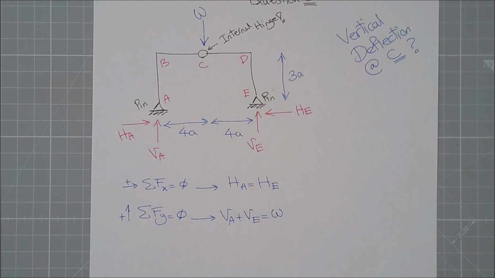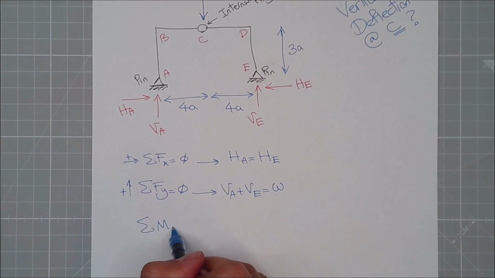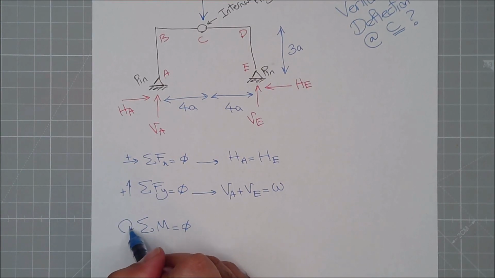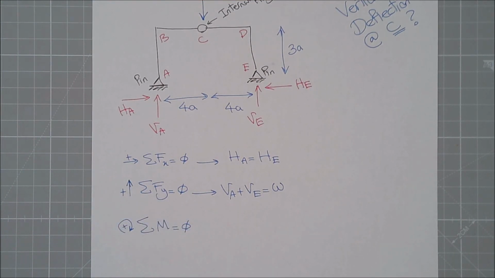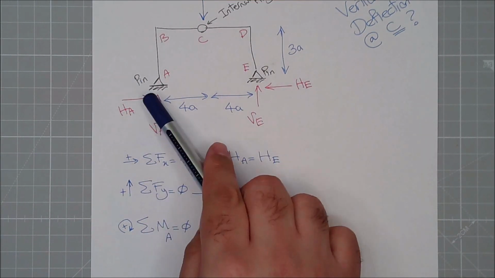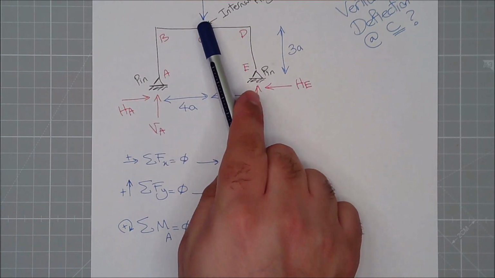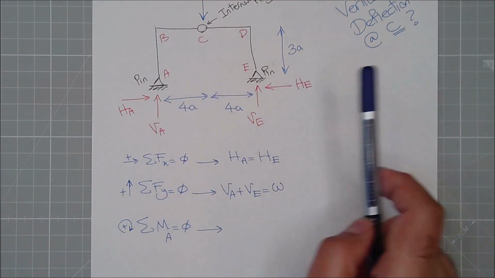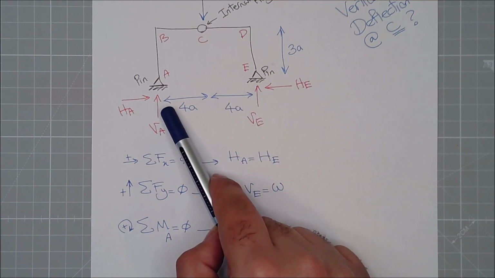Perfect. And let's go for a moment equals 0, this direction positive. So far very similar to what we have done in the lecture notes as well. Let's take a moment about point A. Anyhow, it really doesn't matter, A or B. If I take the moment about point A, these will be gone. I have this one with a perpendicular distance of 4A. I have this guy with a perpendicular distance of 8A.